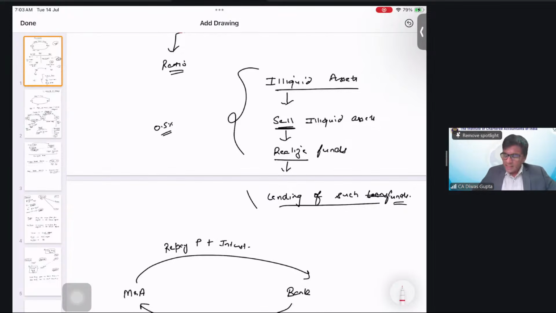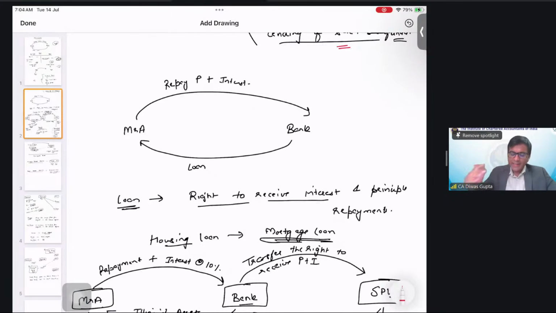So what will the bank do? The bank will take this illiquid asset and sell it. That means it will sell the home loan that the bank has given, and it will realize the funds. After realizing the funds, the bank will again lend such funds to generate more interest income, because the bank is specialized in giving loans, and hence for the same corpus of money, the bank will keep on rotating the money and end up giving multiple times the loan, and hence the overall interest earning potential of the bank will increase.